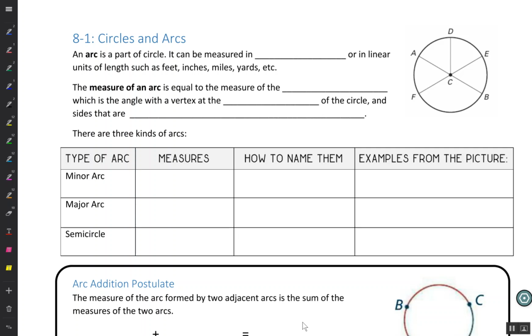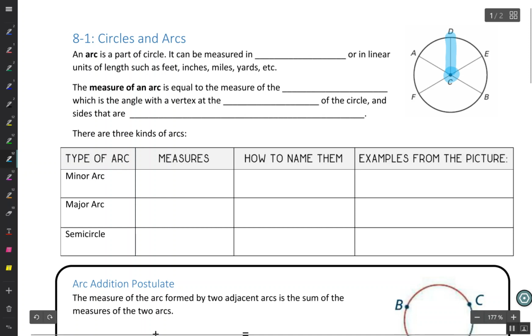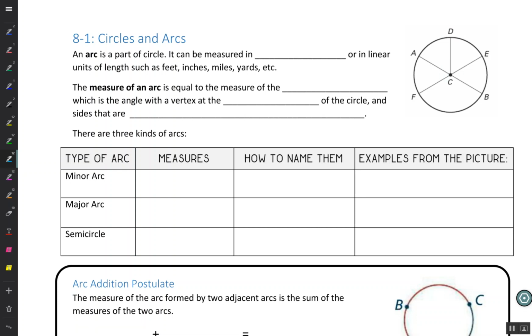Alright, welcome to a video on looking at circles and arcs. So to begin with, let's define what an arc is. Well, hopefully we know what a circle is, right? You've got a center of the circle and everything is the same distance apart, which is the radius. Okay, so getting that out of the way, let's talk about an arc.